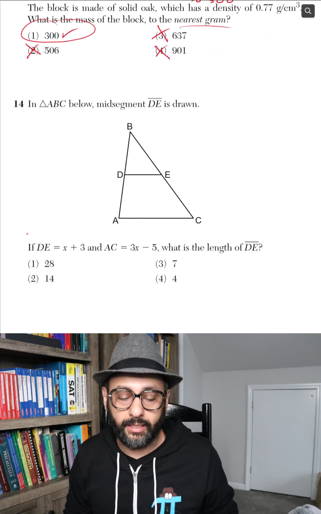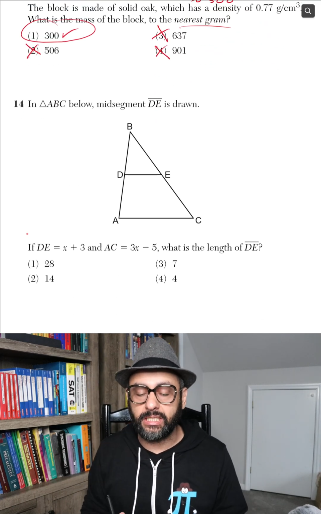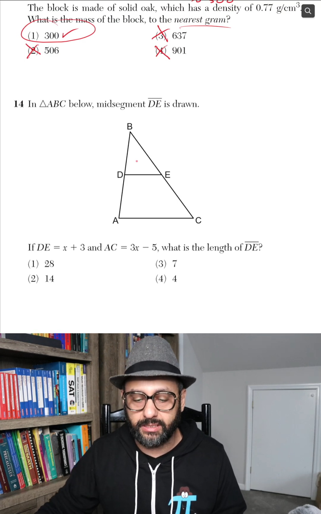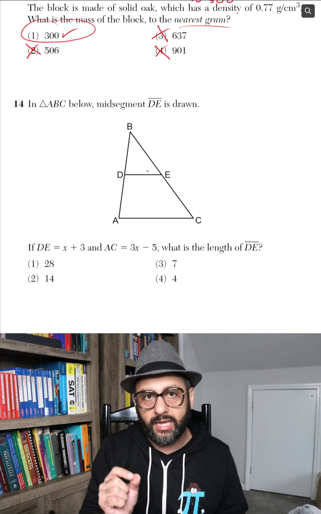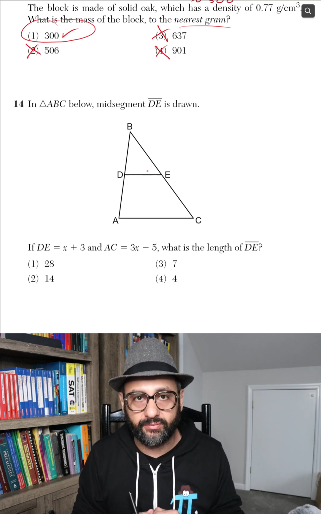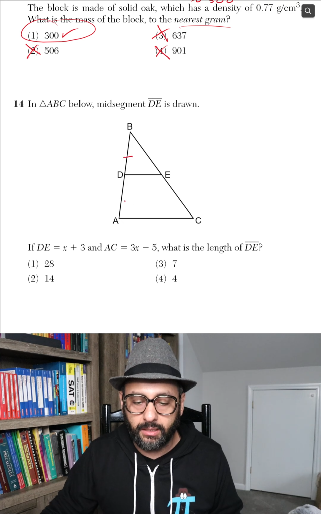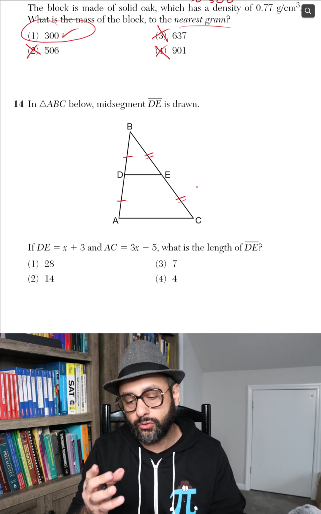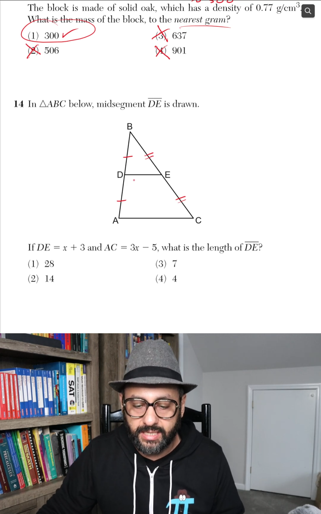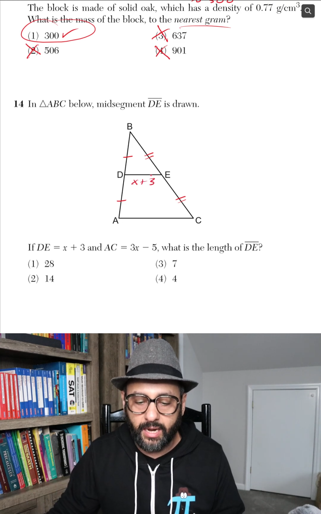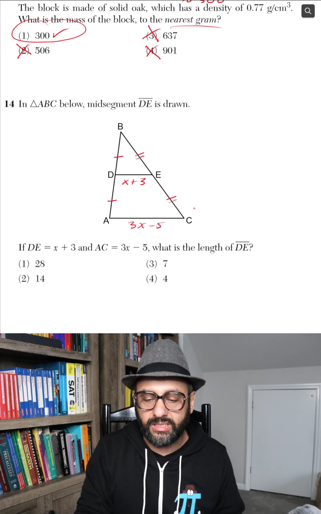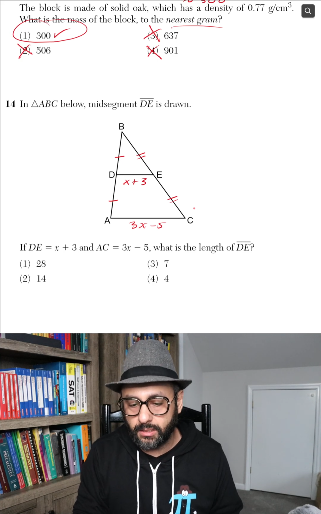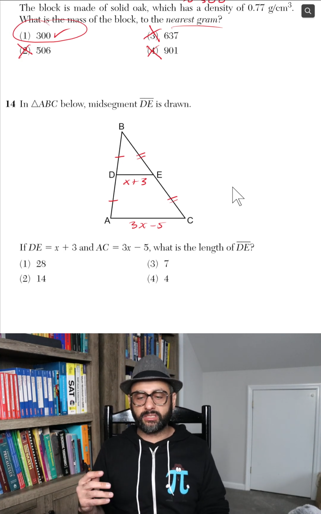Number 14, in triangle ABC below, mid-segment DE is drawn. You do need to know what a mid-segment is. So let's just talk about that before we move on. A mid-segment is a line segment that bisects 2 of the sides of the triangle. So immediately, we know that's congruent to that, and that's congruent to that. And it does look like that's true, so far drawn to scale. Now, DE is x plus 3, and then AC is 3x minus 5. What is the length of DE? And it's 28, 14, 7, or 4.